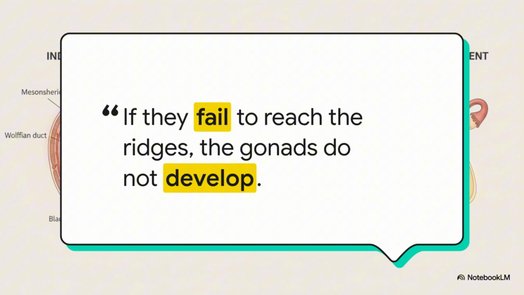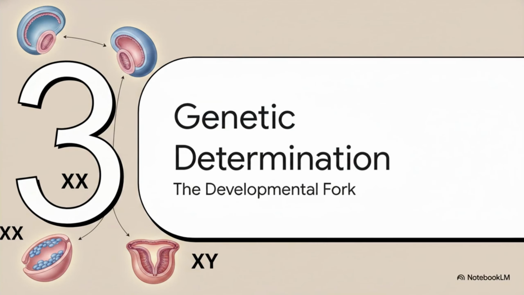So why does this big migration matter so much? Well, let me give you a massive clinical pearl right from the text. If they fail to reach the ridges, the gonads do not develop. No way around it. These primordial germ cells don't just passively arrive and set up shop. They actually exert an inductive influence on the surrounding tissue. They are the trigger that forces the definitive sex glands to form. No migration, no gonads.